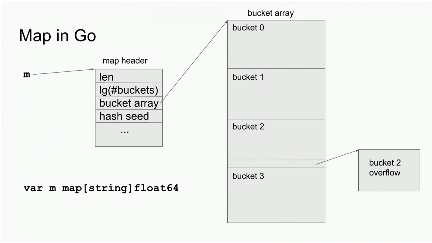The bucket pointer points to this array of buckets. You'll see here that bucket 2 has an overflow bucket because it just so happens that more than 8 keys map to that bucket. But in general, most buckets will not have overflow pointers. At least that's the hope. So that's the layout of maps in memory. That's what a map looks like under the hood.